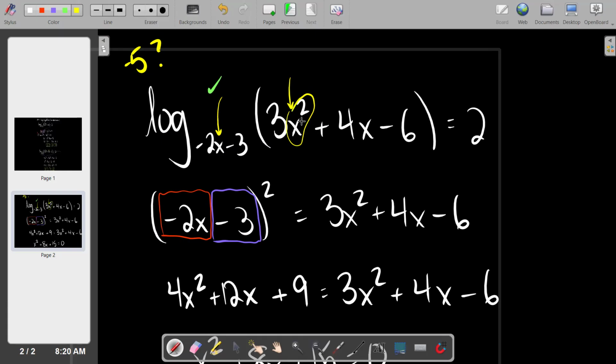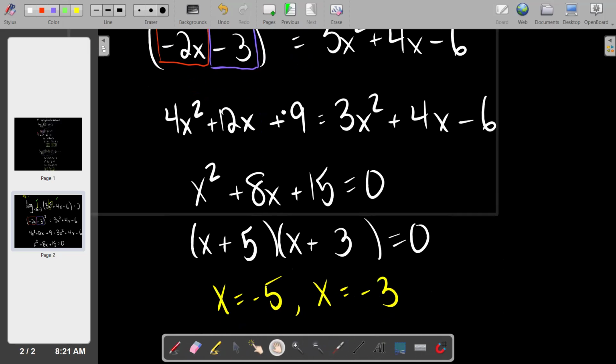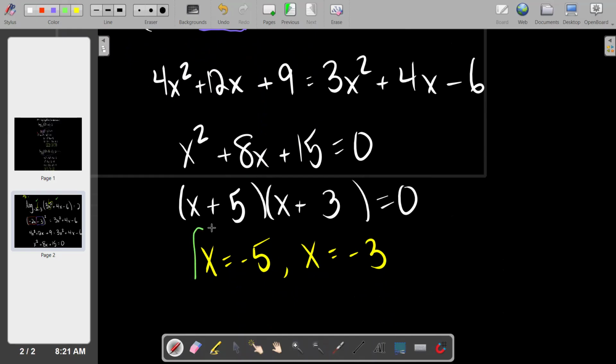3 times 25 is 75. And at this point, we just don't have enough subtraction over here to dwindle that down below 0. So we can put a green check mark here as well. If you want to calculate it all the way out, you're welcome to. I think it's obvious that it's going to be positive. So that's enough information for me. So -5 can have a box. Okay, let's go check -3.